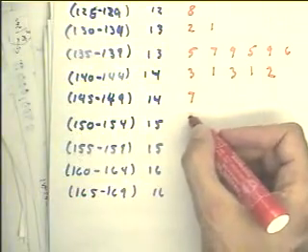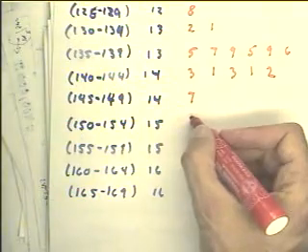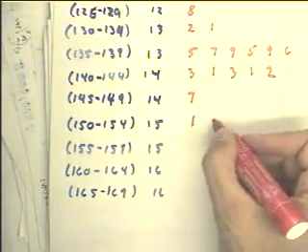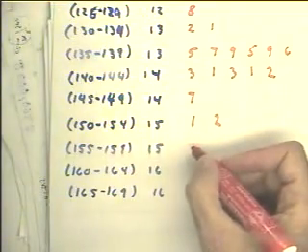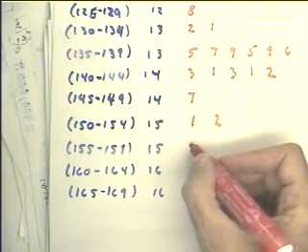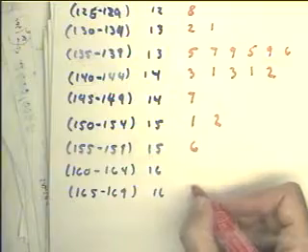Between 150 and 154, there are two occurrences, 151 and 152. Between 155 and 159, we have just one reading, and that's the 156, I believe. No readings here, and the one reading, 167.